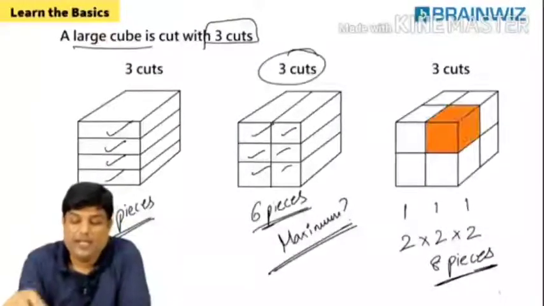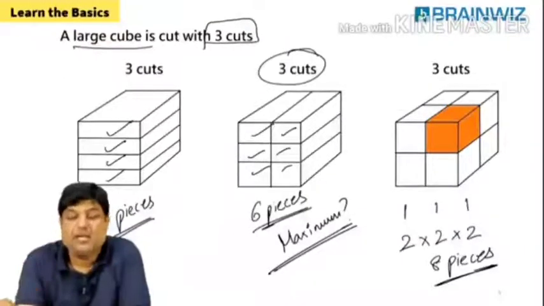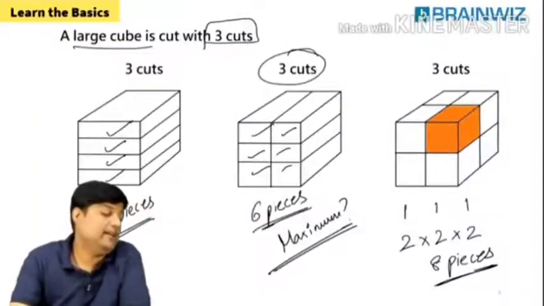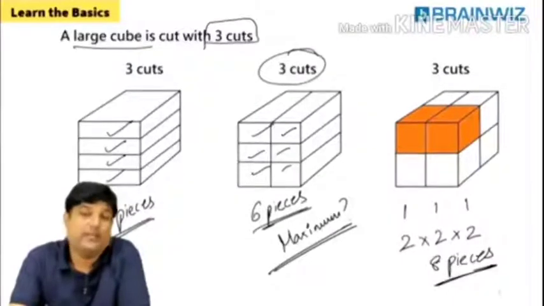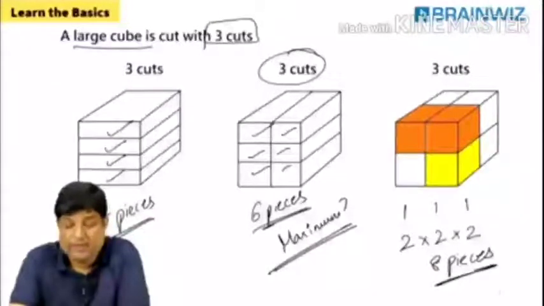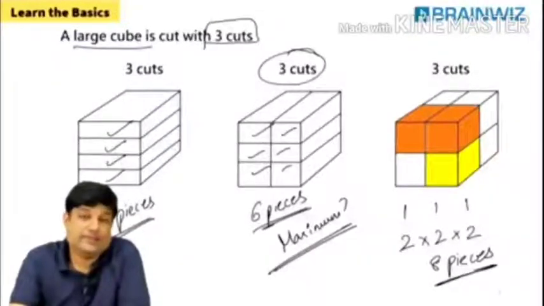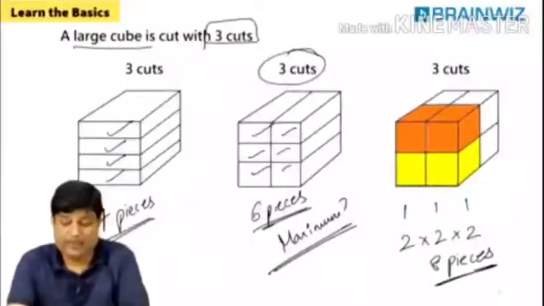Let me count. First piece is this. This is the first piece which you can see there. Are you understanding, everybody? Yes or no? Clear? Now, let's try to move forward. Second piece. This is the second piece. Are you understanding, everybody? This is a third piece and this is a fourth piece.